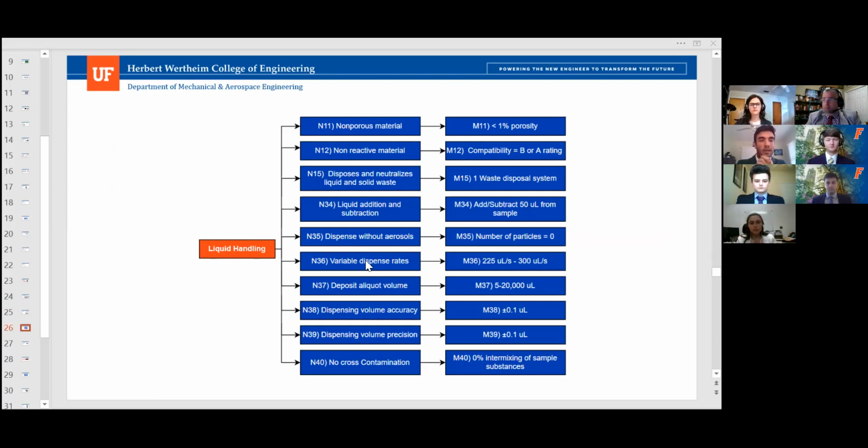Another one would be our waste disposal system. That was just shown using the claw to remove the pipette tip. And then our dispense rates, we have actually a range wider than was requested, but the 225 to 300 microliters per second is well within our estimated range for dispensing rates. Next slide, please.